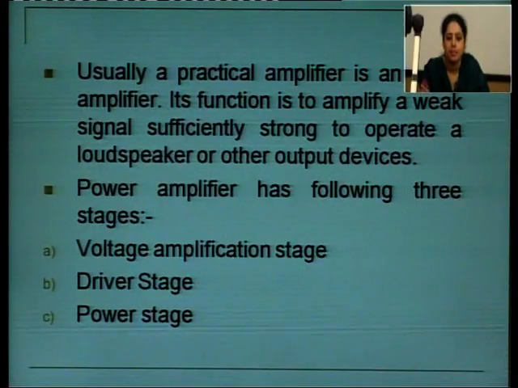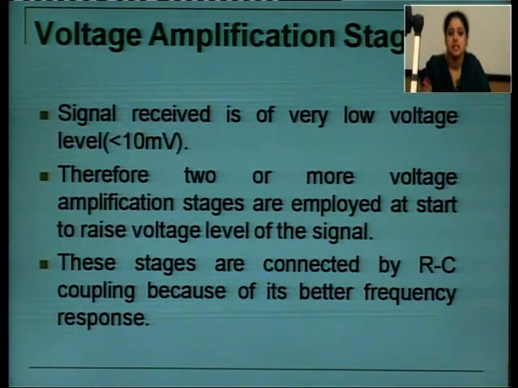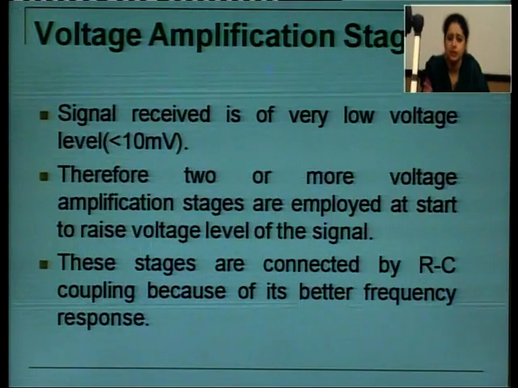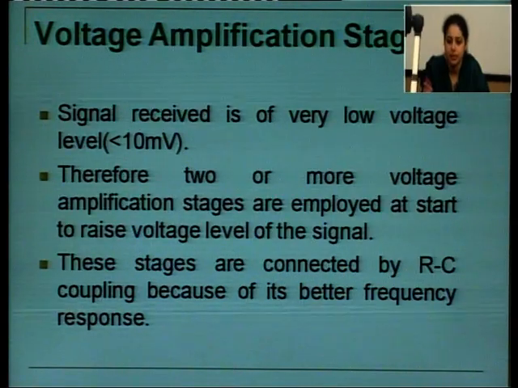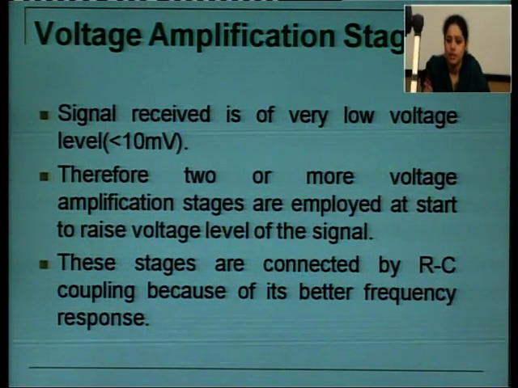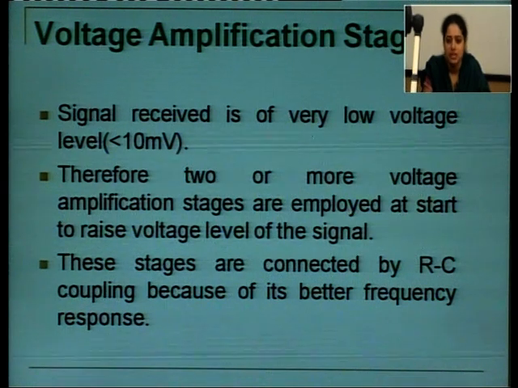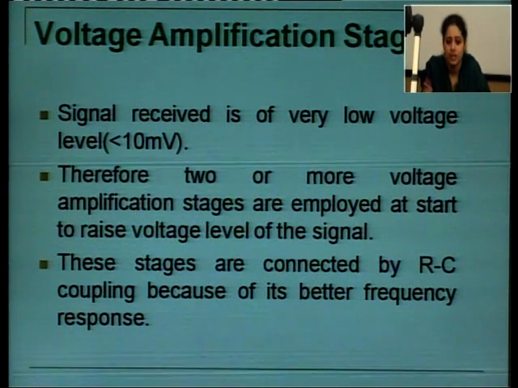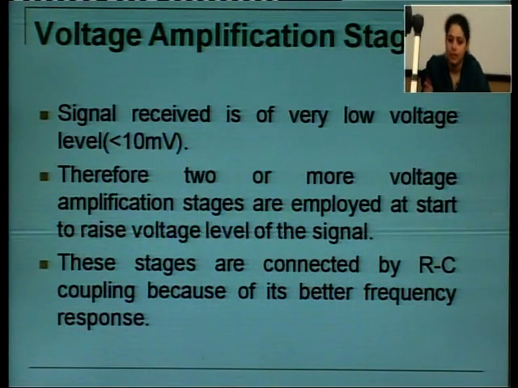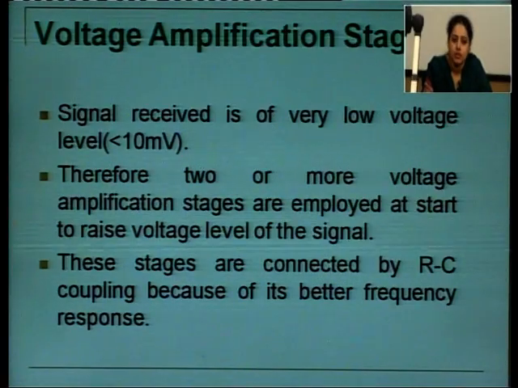Now coming to the voltage amplification stage, as the name indicates, voltage amplifiers are employed in these stages. Signal received is of very low voltage level, that is less than 10 millivolt. Therefore, 2 or more voltage amplification stages are employed at start to raise the voltage level of the signal. You can employ 2 voltage amplifier stages or 3 voltage amplifier stages as desired by you, depending on how much signal strength you want to increase. These stages are connected by RC coupling because of its better frequency response. As we have discussed, voltage amplifier employs the RC coupling because of their better frequency response.